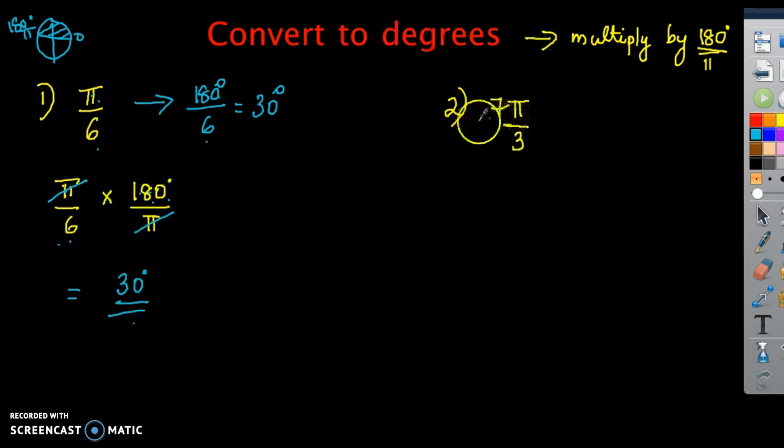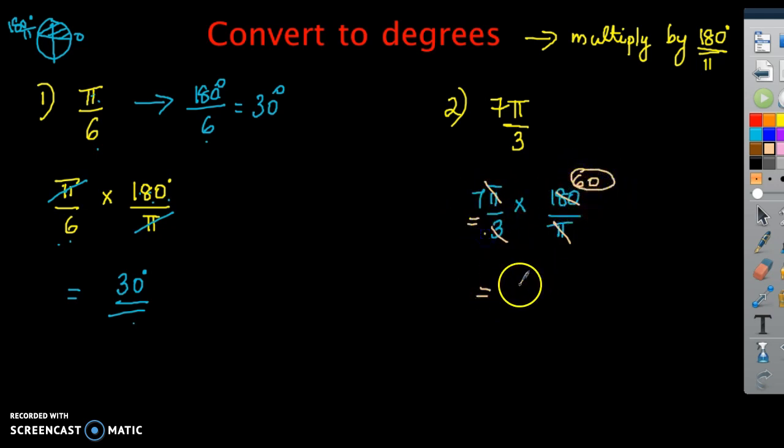Let's use a formula to do the second one. So 7 pi over 3 times 180 divided by pi. What happens here? Pi and pi will get cancelled. 3 will divide 180 60 times. 3 times 6 is 18 with a 0. And then we have a 7 here and a 60 here. So 7 times 6, 42 with a 0 at the end, 420 degrees. So that is the answer for question number 2.